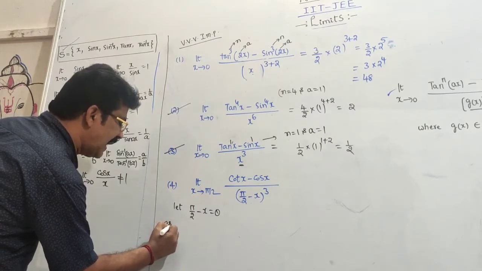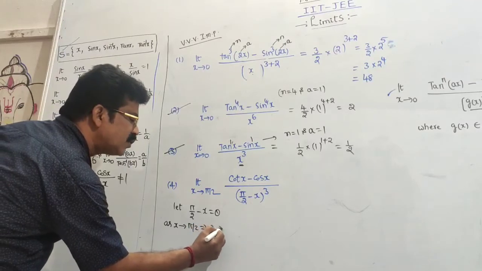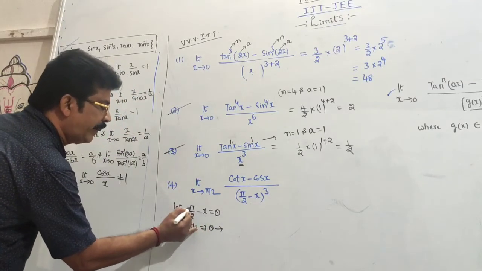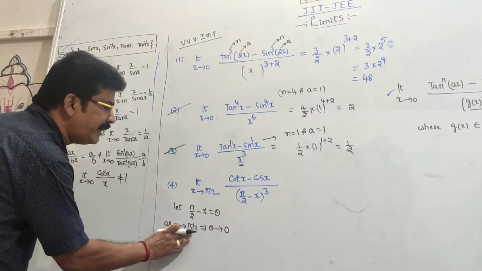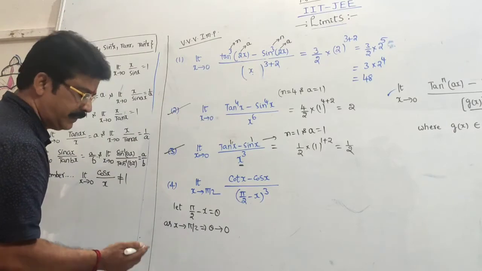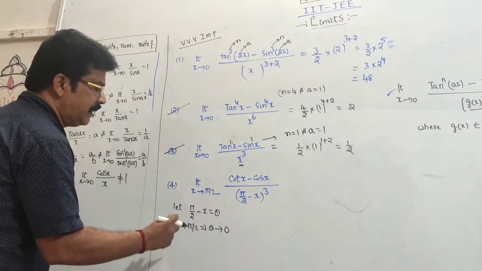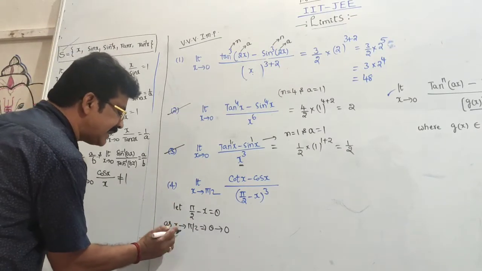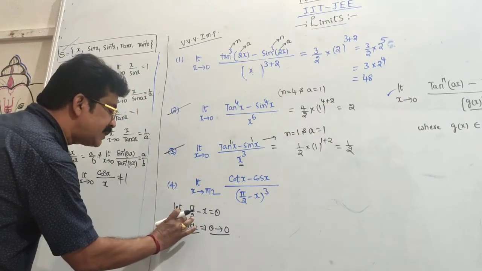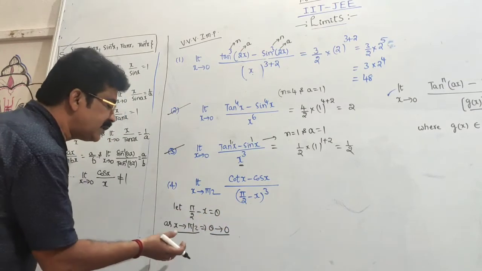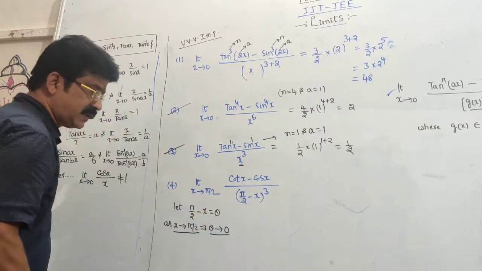As x tends to pi by 2, then theta tends to what? Just put x equal to pi by 2. Pi by 2 minus pi by 2 is 0. Means indirectly if x equal to pi by 2, then theta equals 0. But here we are not using the equality; it is only the concept of approaching or tending. As x tends to pi by 2, theta tends to 0. Therefore these two statements are equivalent. Instead of saying x tends to pi by 2, we can say theta tends to 0.